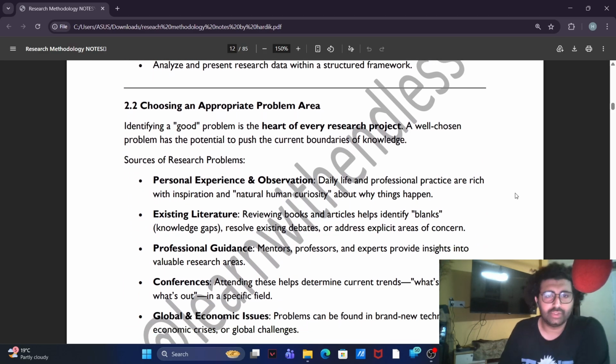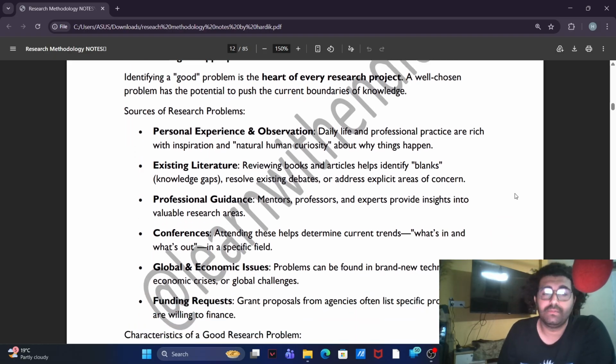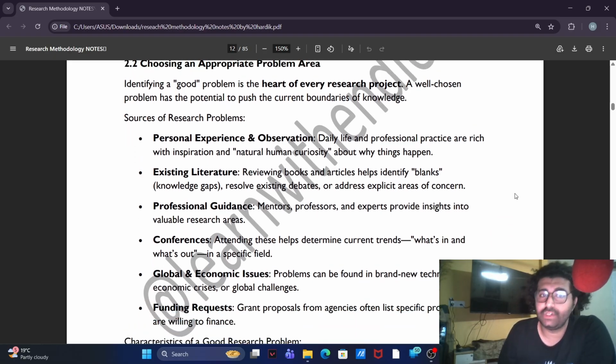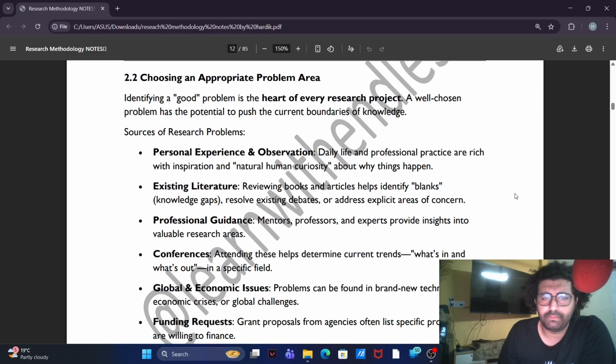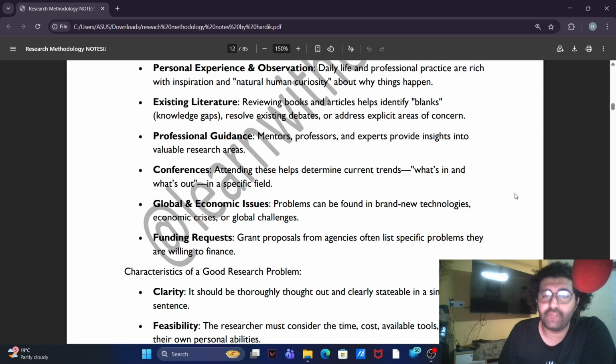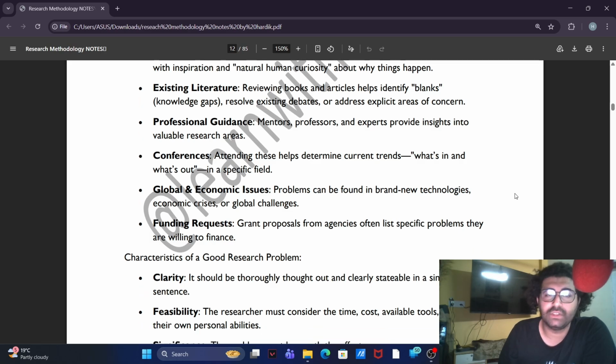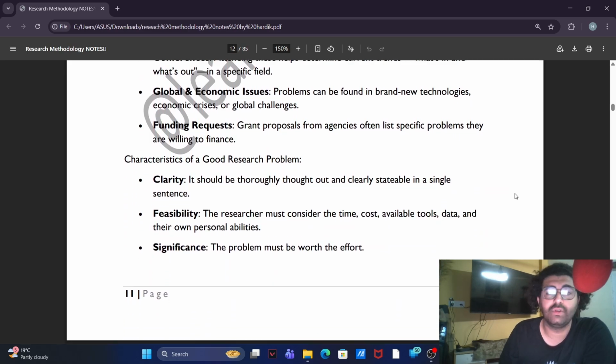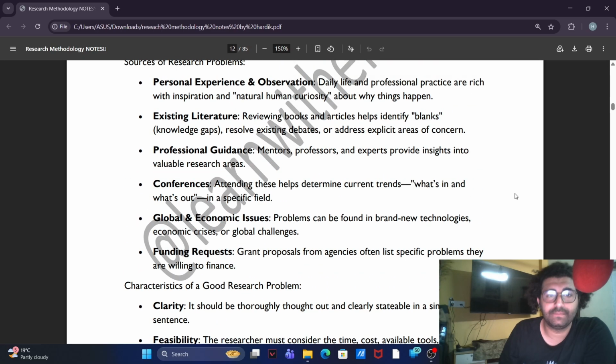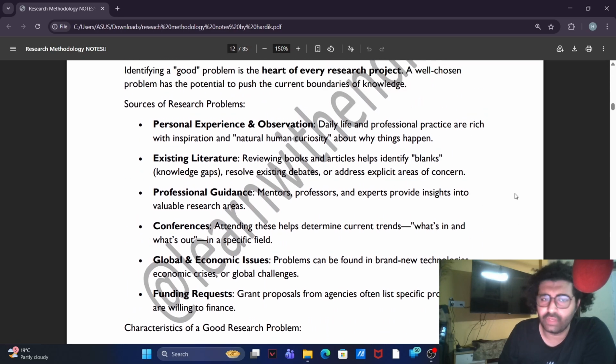Next topic, choosing an appropriate problem area. Identifying a good problem is the heart of every research project. A well chosen problem has the potential to push the current boundaries of knowledge. Sources of research problems: personal experience and observation, existing literature, professional guidance, conferences, global and economic issues, funding requests. Let's discuss them one by one.